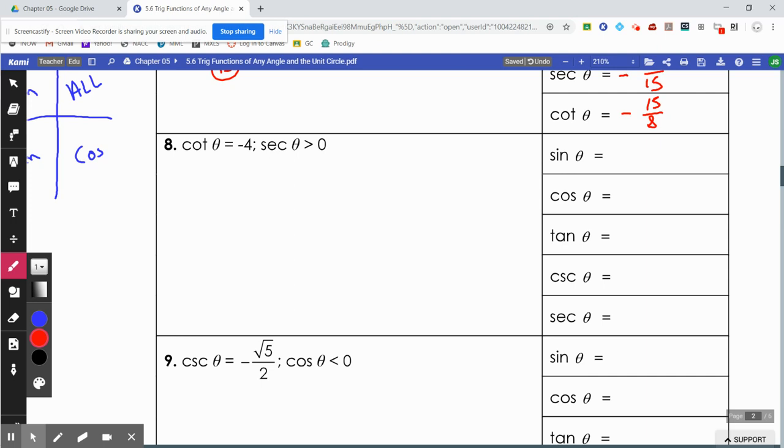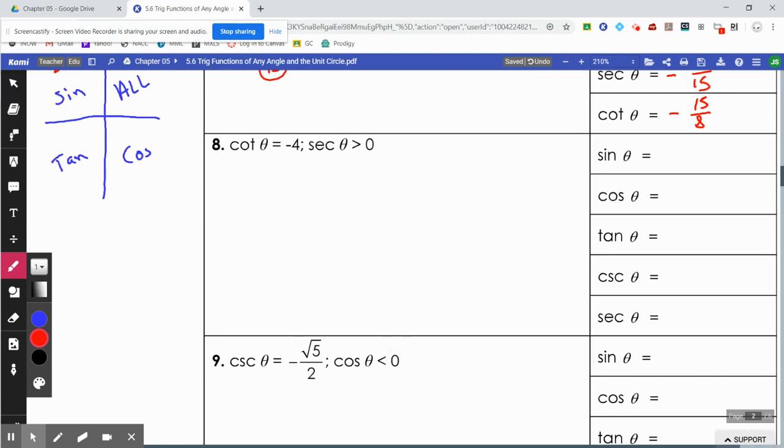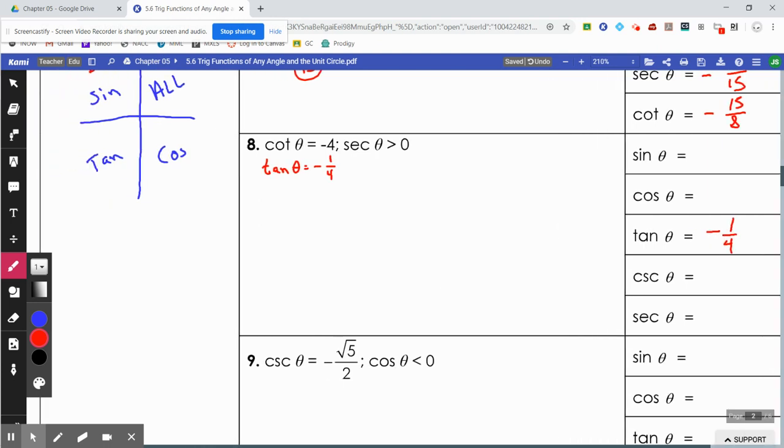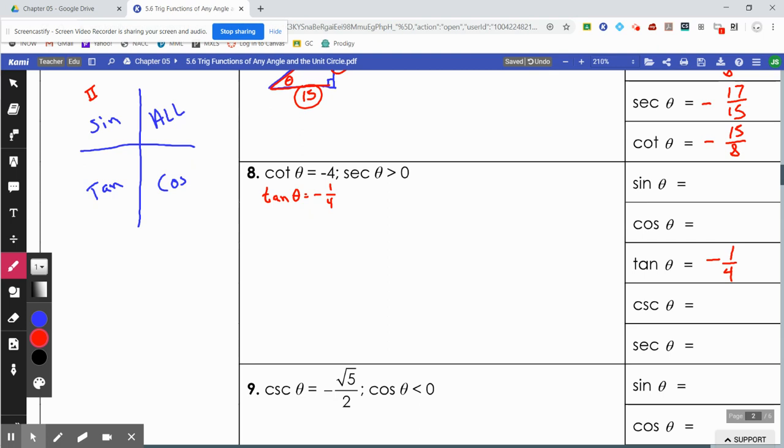Next up, it says cotangent is negative 4. And again, I like to deal with tangent. So as soon as they give me cotangent, I'll flip it to give myself the tangent. So therefore, the tangent, I can go ahead and put it in my chart. The tangent is negative 1/4. And it says the secant is greater than 0. So since secant is greater than 0, let's flip that. That means that the cosine is greater than 0.